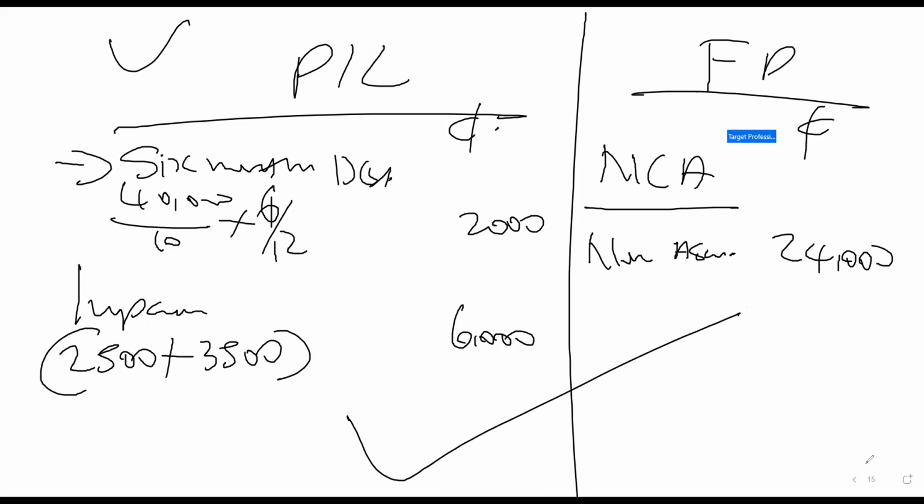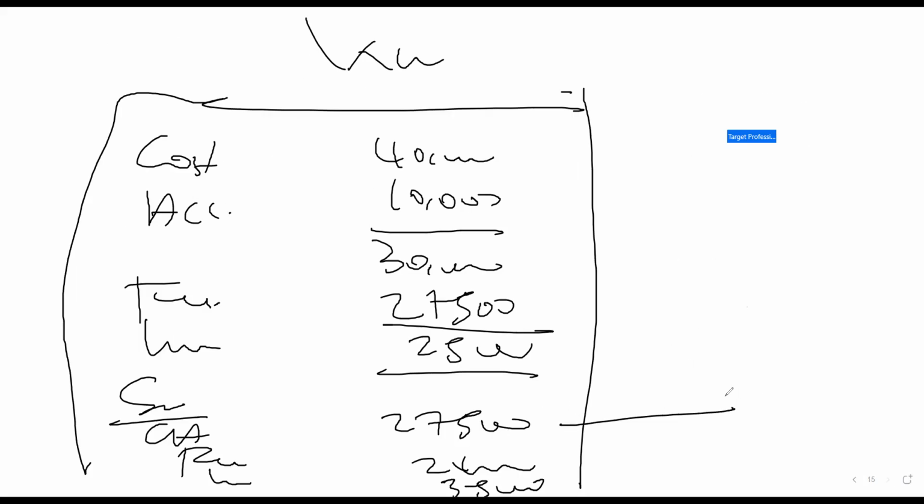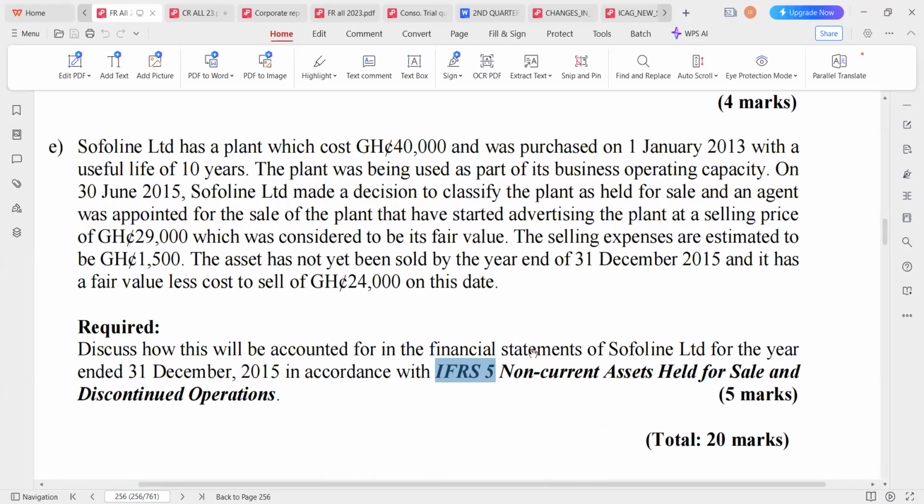So whoever does this will not get the full mark. Take notice. Why? Because the examiner said what? Show the account, how it will be accounted for in the financial statement. If you go to the examination room and hear the word financial statements, what goes to P&L, what goes to balance sheet. That's all. And your workings.